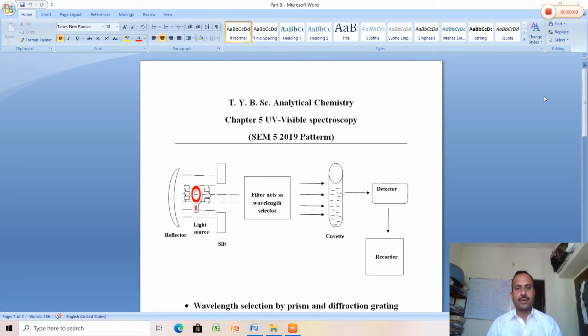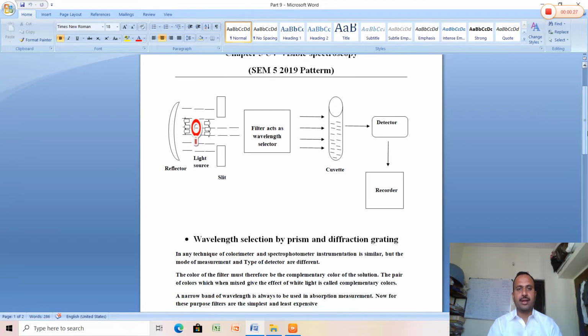In the series of ultraviolet visible spectroscopy, we have learned many topics and theories connected with ultraviolet visible spectroscopy. In the last lecture, we learned about the colorimeter, the basic instrumentation involved in the colorimeter, and the theories involved. Now, any instrumentation involving a spectrophotometer or a colorimeter, the block diagram is similar.